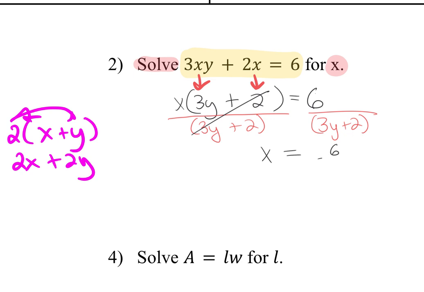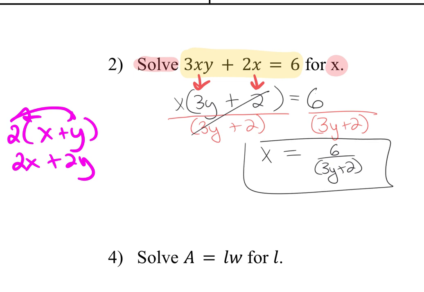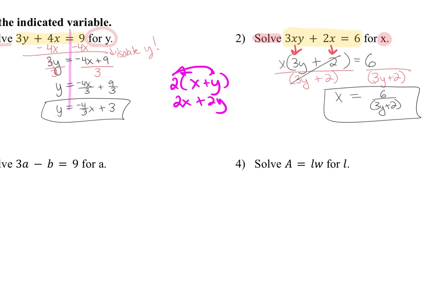Okay? And I can leave it like this: 6 over 3y plus 2. I could split it like we did the last one, but because the addition is on the bottom and not the top, it actually wouldn't be much prettier. This is actually the more simplified version by keeping it together. Okay? Let's do another one.